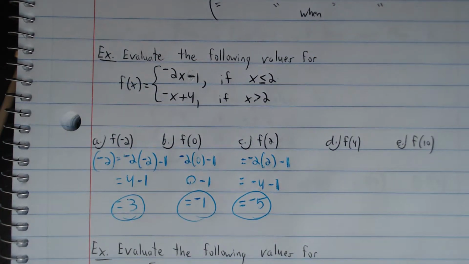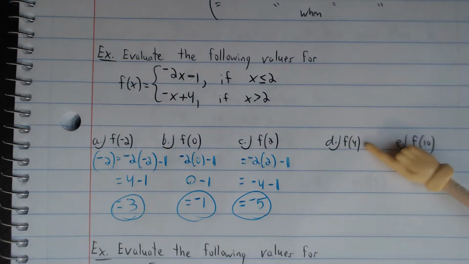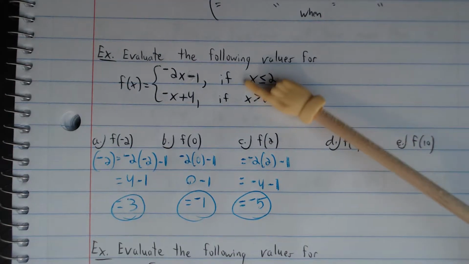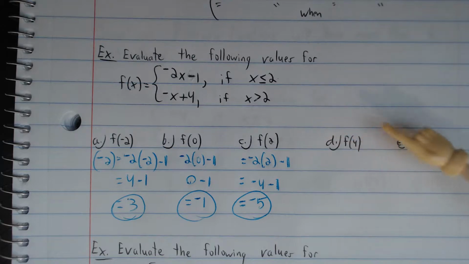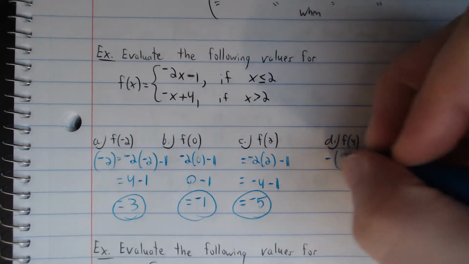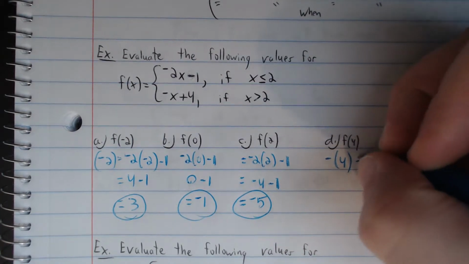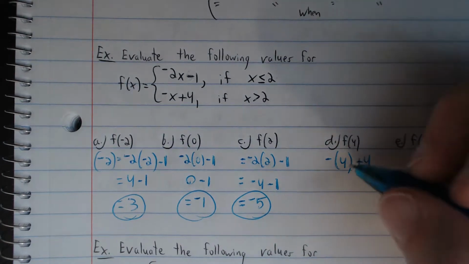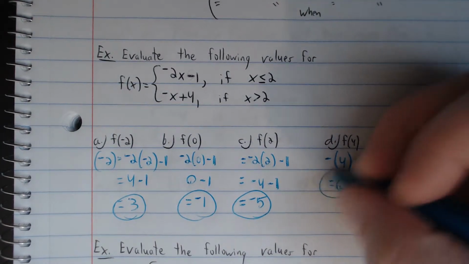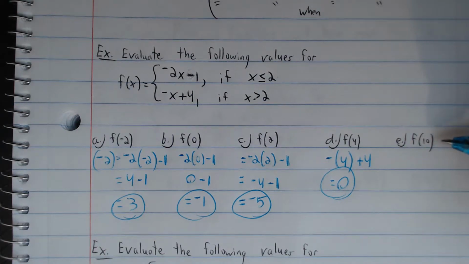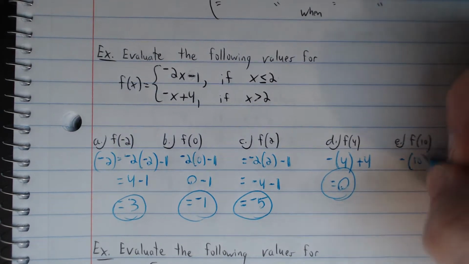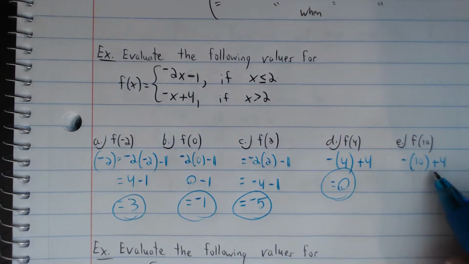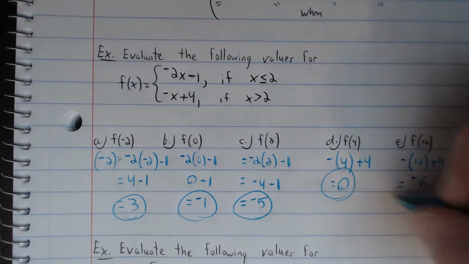Now we start looking at some values that are above positive 2. 4 is greater than 2. So we're not using this one anymore. We're going to be using this part of the function, because x, what we're evaluating, is bigger than 2. So we've got the opposite of x plus 4 is what that function calls for. So negative 4 plus 4 equals 0. And again, f of 10. 10 is greater than 2, so we're using this bottom function. So that's the opposite of x plus 4. Negative 10 plus 4 is negative 6.